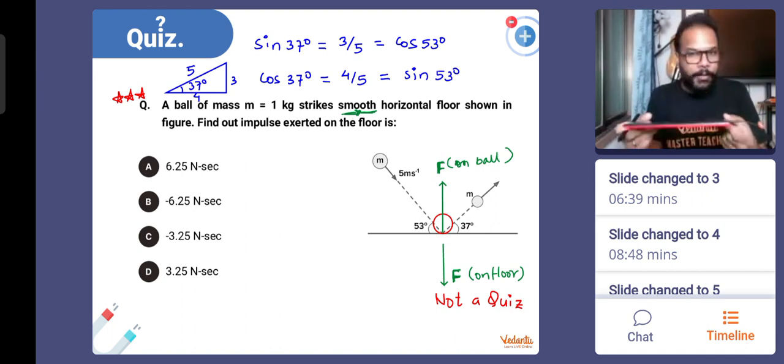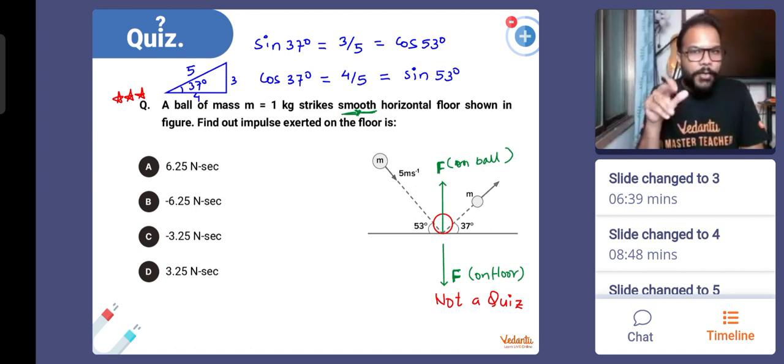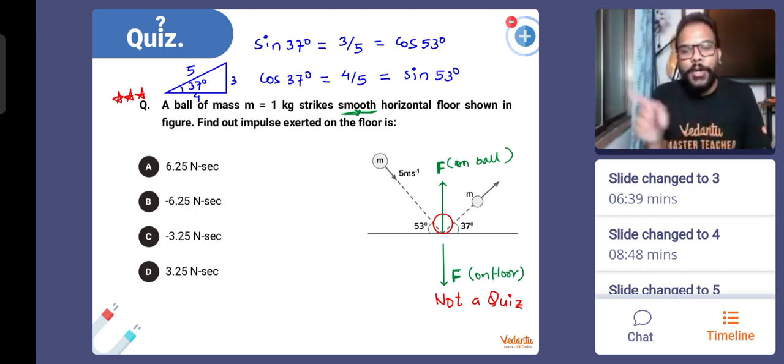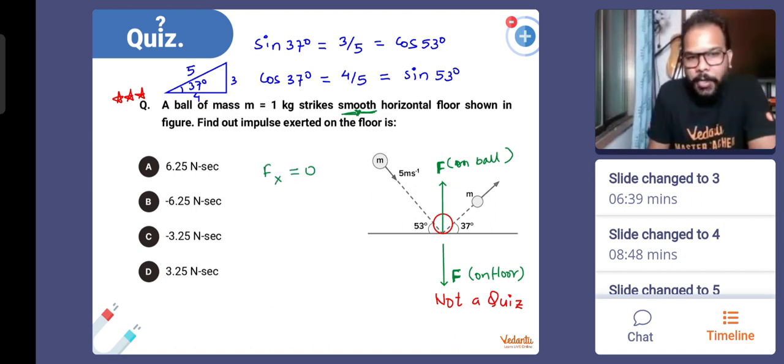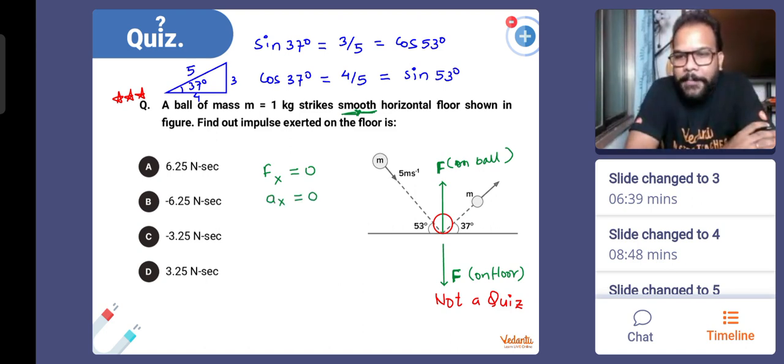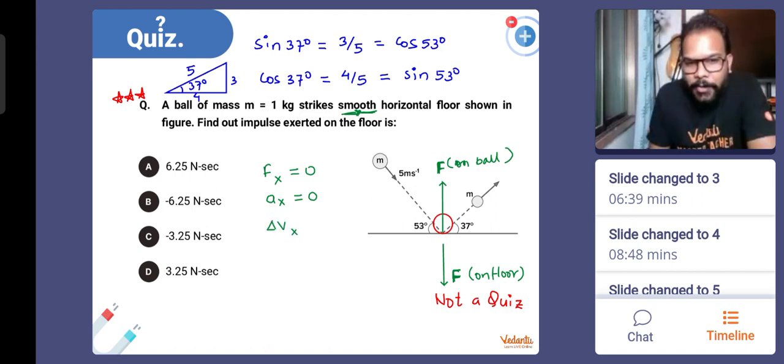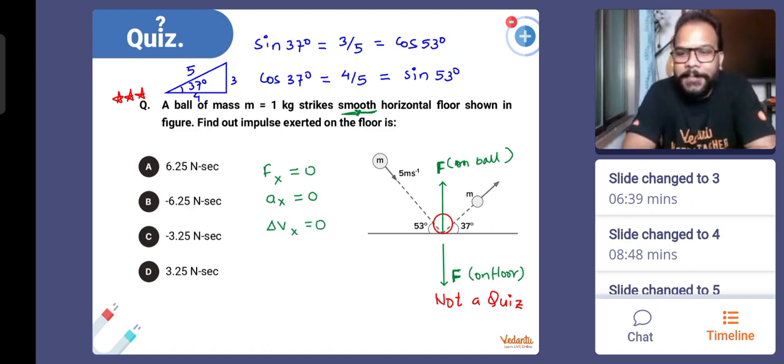Now just one more thing, everyone. If the direction of the force is vertical and no force is acting in the horizontal direction, the force acting in the horizontal direction is 0. So can I say that acceleration in the horizontal direction is 0? Yeah. So can I say the change in velocity in the x direction will be 0? Are you guys able to digest this?